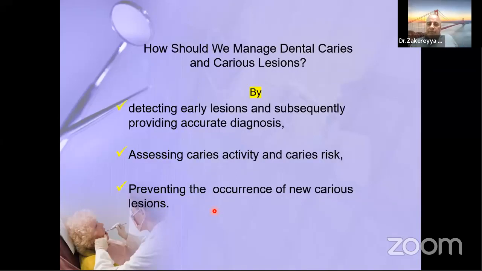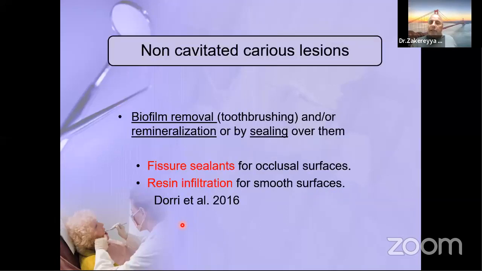How should we manage dental caries and carious lesions? First of all, we have to detect it. We have to know, do we have dental caries or not? So detecting early lesions and subsequently providing accurate diagnosis, and then we have to assess caries activity and caries risk. And then we have to form a preventive program for new carious lesions. We will go on this and it will get clearer to you as the lecture goes on. So my prime focus should be on non-cavitated carious lesions.